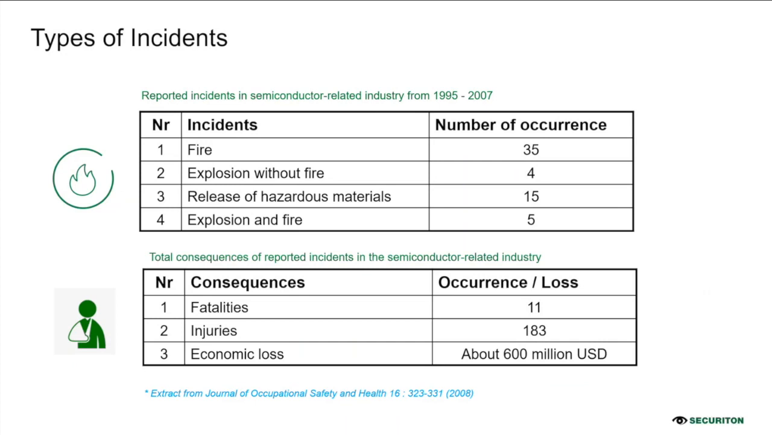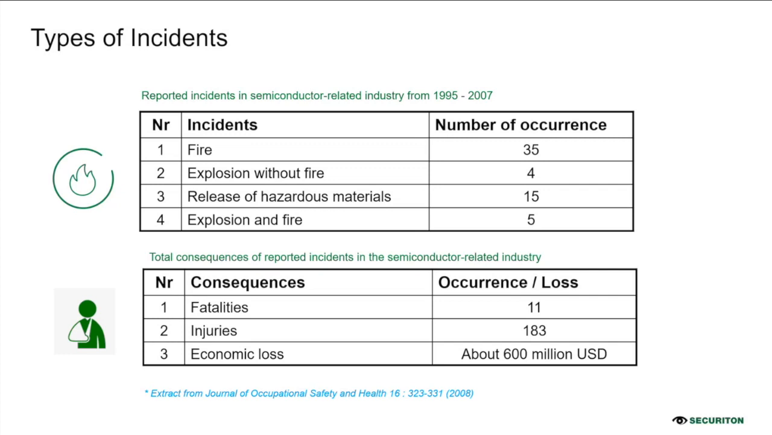Looking at past incidents, from information I collected from some journals, the main cause of incidents is usually fire, which happens for the various reasons mentioned above. Second is explosion without fire, which happens in medical applications most of the time. Third is the release of hazardous material. This is also related to medical industry applications, where hazardous materials or chemicals are being used, as well as explosion and fire incidents. The number of occurrences is as shown here. So these are the common causes of incidents.